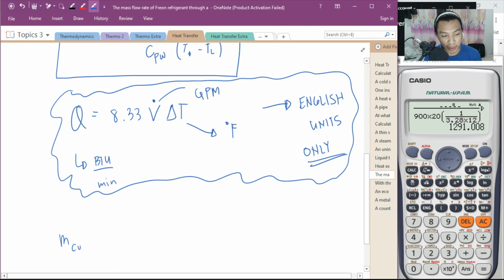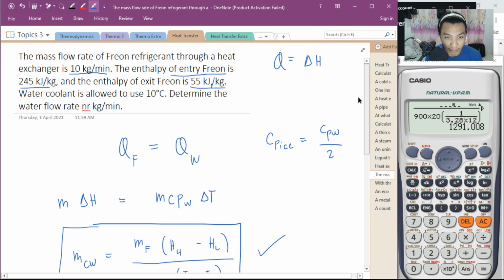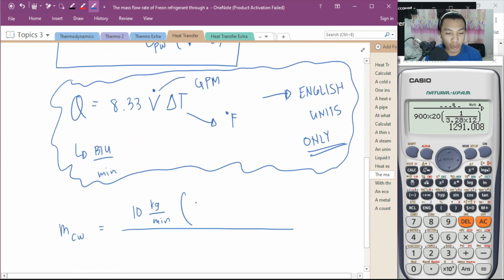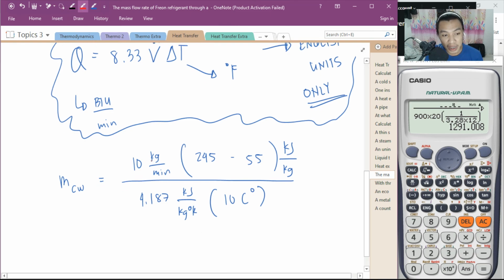So, the mass of the cooling water in kilograms per minute, given naman dyan in kilograms per minute yung sa Freon, that is 10 kilograms in every minute. The entry and exit will be 245 hot, 55 low, 245 minus 55 kilojoules per kilogram. And then the Cp of water, 4.187 kilojoule per kilogram degree Kelvin. And then the temperature change is 10 Celsius degree. O, the change in temperature, canceled na yung Kelvin dyan. So, we cancel the same units. Kilojoule, kilojoule, kilogram, kilogram, degree Kelvin, and Celsius degree, the same. So, the mass of the cooling water now will be, okay, solve natin.